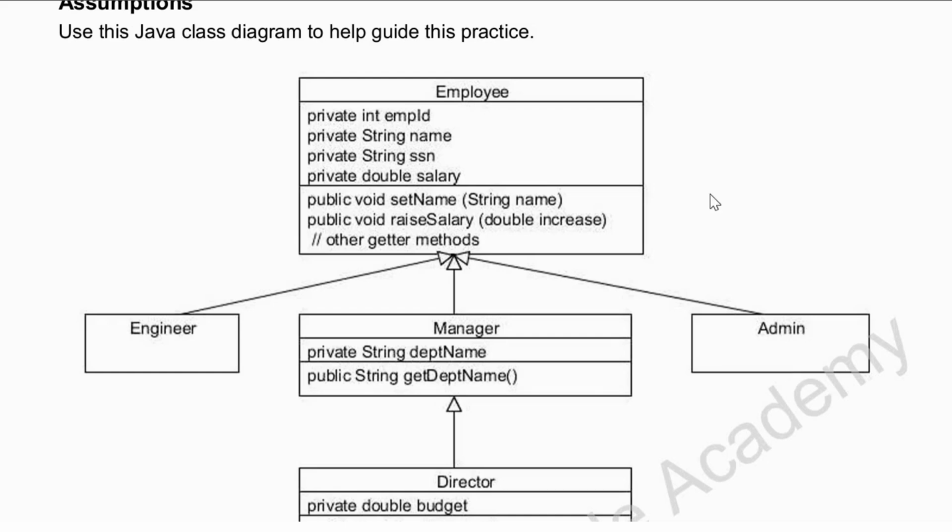When you're designing a database in object-oriented programming, you will come across the concept of inheritance. Now, in inheritance, we basically have classes inheriting from other classes. An example here is the employee class.